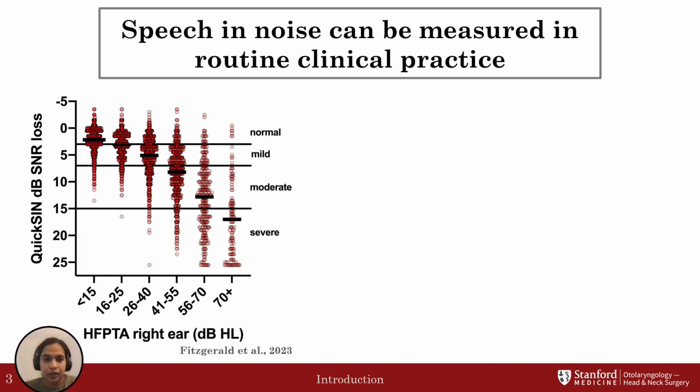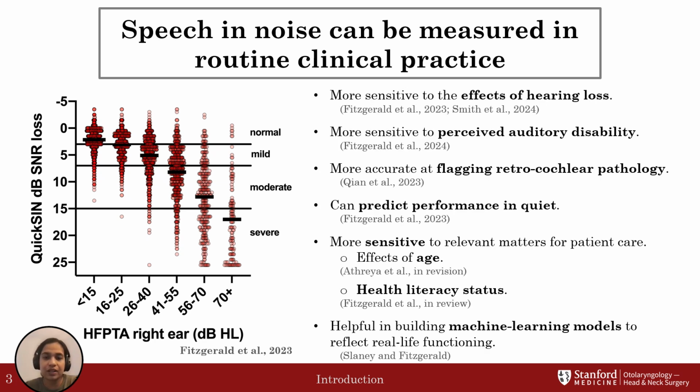battery. So to back up this claim, we performed speech and noise testing using Quicksyn on thousands of patients and have shown that Quicksyn is more sensitive to the effects of hearing loss and perceived auditory disability. It's also more accurate at flagging retrocochlear pathology, can predict performance in quiet, and is more sensitive to relevant matters of patient care such as effects of age and health literacy status. It's also especially helpful in building machine learning models to reflect real-world functioning.